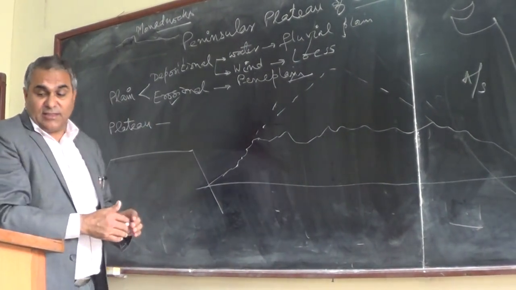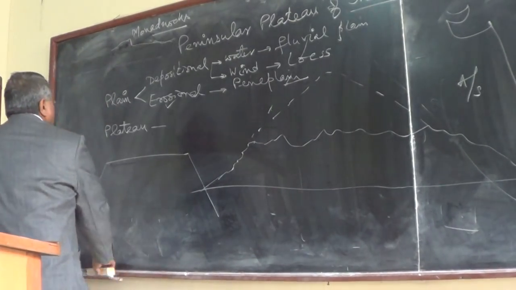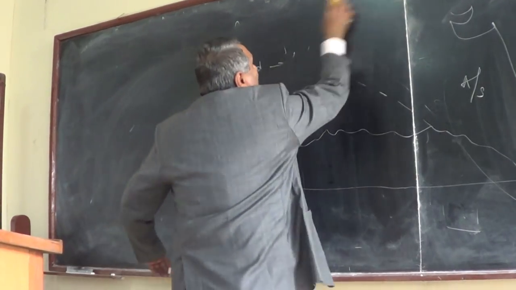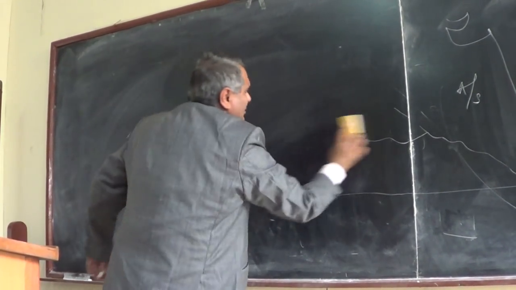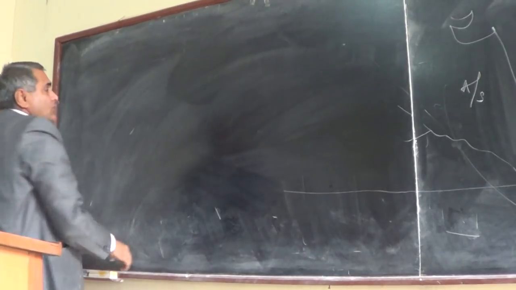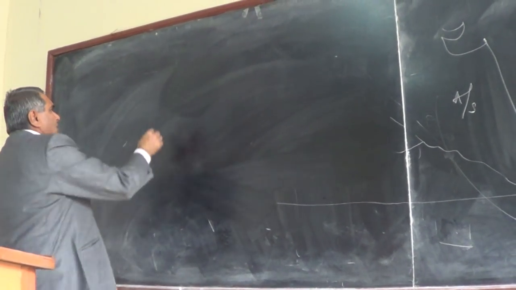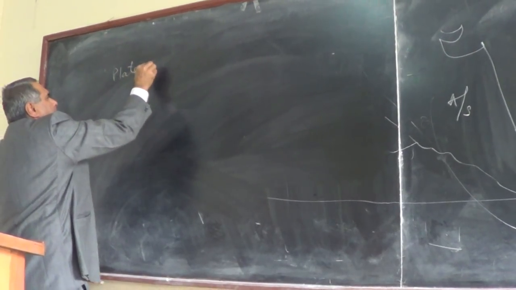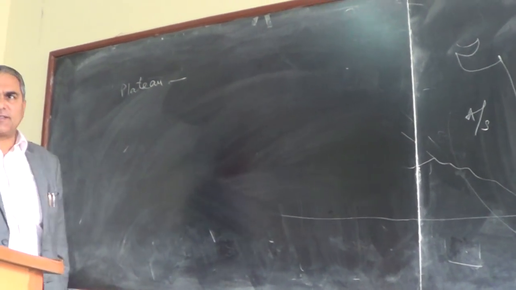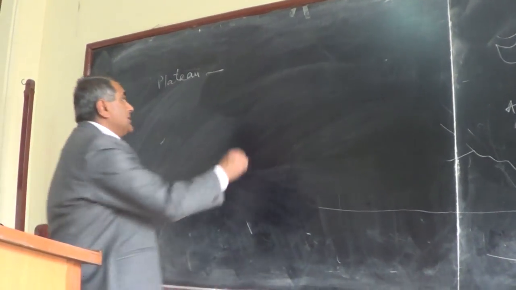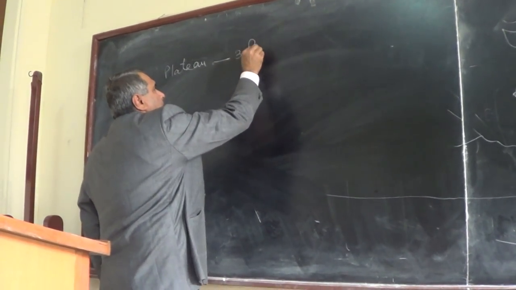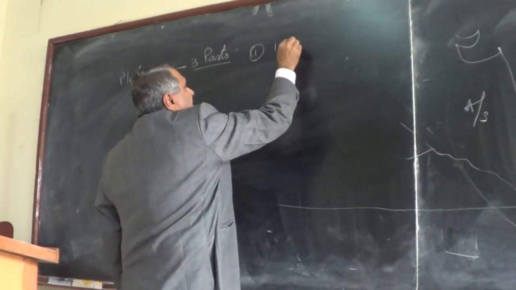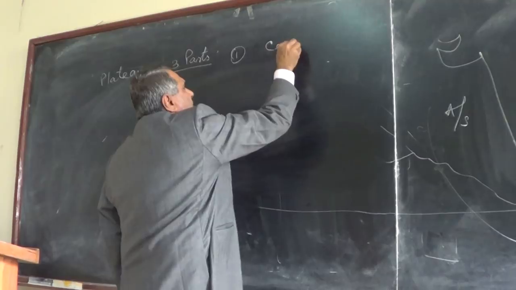We'll discuss this Peninsular Plateau of India. I would say the plateau is divided into two parts, rather three parts. Part number one is known as central foreland.